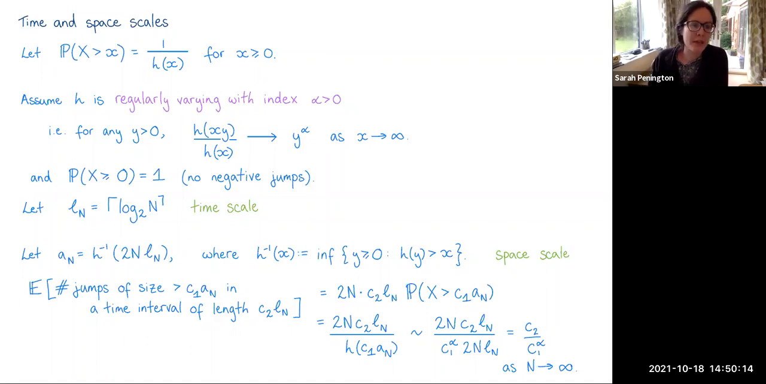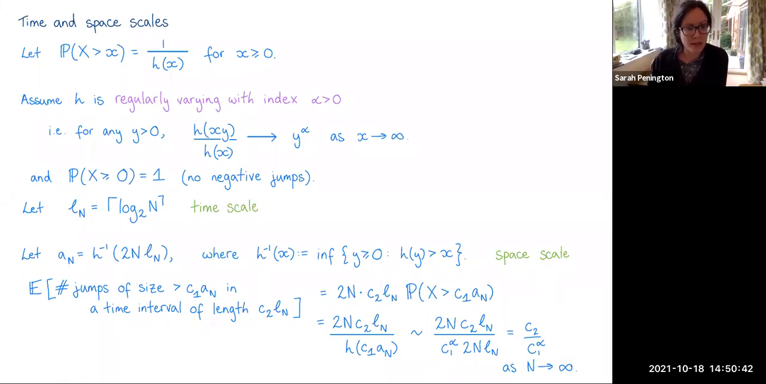And we're also going to assume that the probability that X is non-negative is equal to 1. So we're assuming that there are no negative jumps made by particles. This assumption was also made by Bérard and Maillard and Bérard and Gouéré in their work. It does make the proofs easier, but we also believe that it doesn't actually make any difference to the behavior. It just simplifies the proofs somewhat.